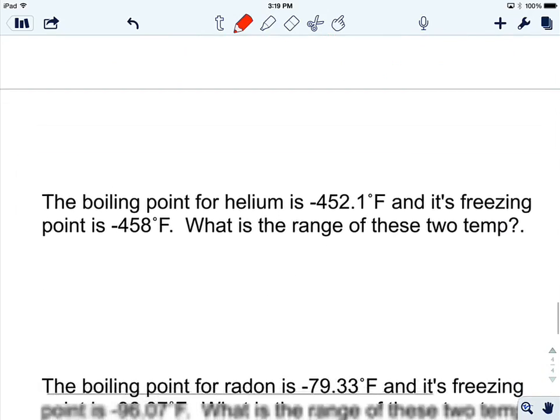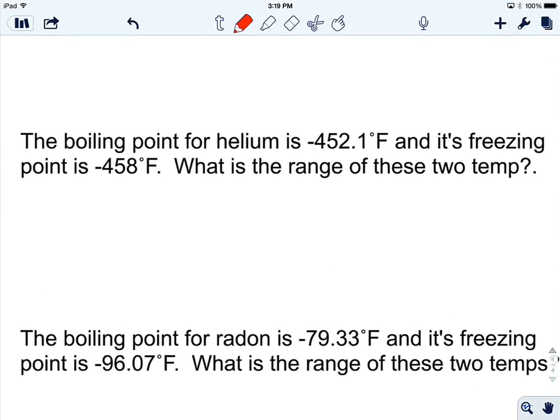Couple more range problems here. This one talks about the boiling and freezing point of helium. The boiling point of helium is negative 452.1 degrees Fahrenheit, and its freezing temp is negative 458, so a little bit colder. What is the range between these two temperatures?